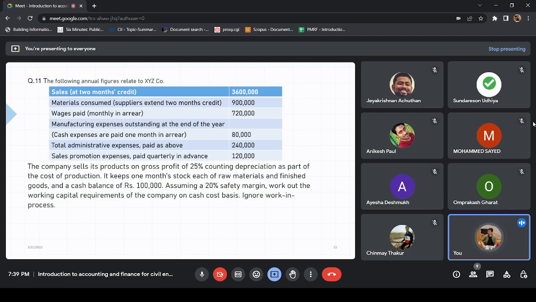What is the safety margin? That we initially talked about in the definition of working capital. To cater for contingencies, you have got 20% safety margin, and you have to calculate the working capital requirement on cash cost basis. Again, a very big question that will make us skip the ratios part.